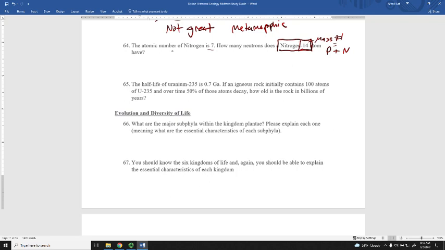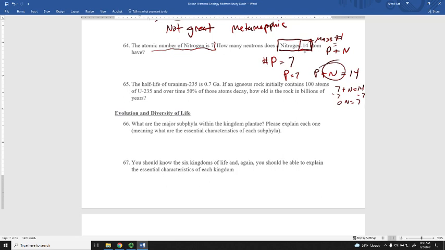So if I tell you the atomic number of nitrogen is 7, that means that the number of protons, the atomic number, is 7. So if I know that P equals 7 and P plus N, protons plus neutrons, equals 14, then you can figure out how many neutrons there are. So in this case, it would be 7, right? Because 7 plus N equals 14. You subtract 7 from both sides. That equals 0 on the left, and then you get N equals 7. Okay, so it's a little bit of algebra.